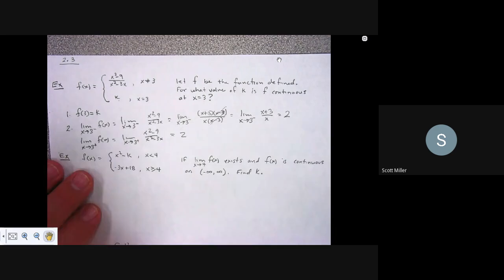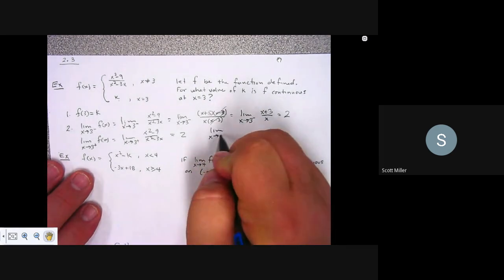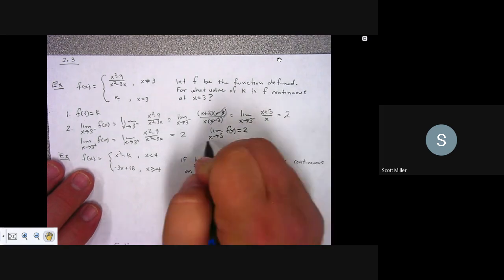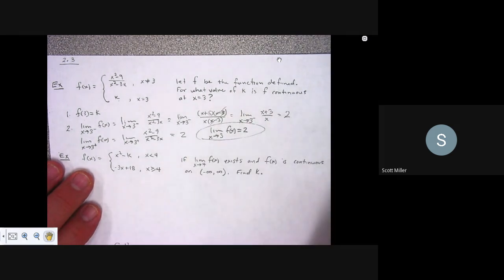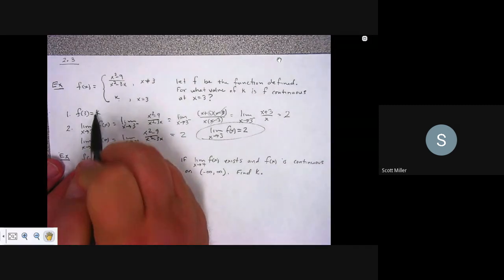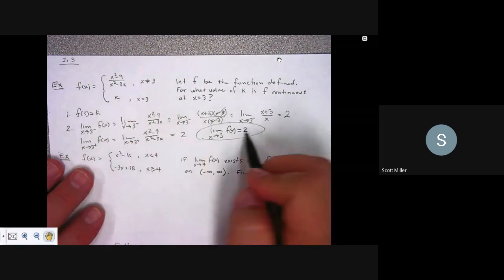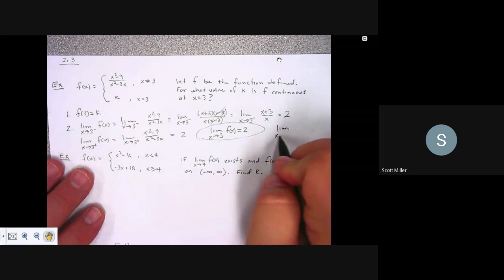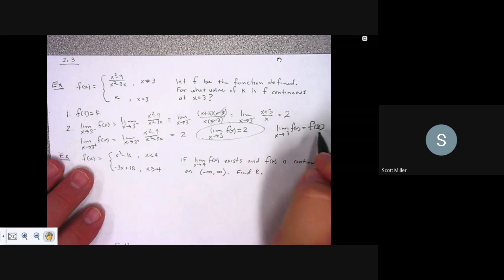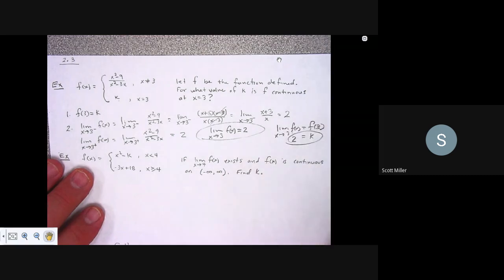So it satisfies the fact that the limit as x approaches 3 of this function is 2, so the limit does indeed exist. So the last step here is to do what? The last step is to establish what k has to be so that this becomes continuous at this point, which means this limit as x approaches 3 of f of x has to be equal to f of 3. So this right here is 2, this right here is k, so k has to equal 2. And so that's how you can establish part 3.